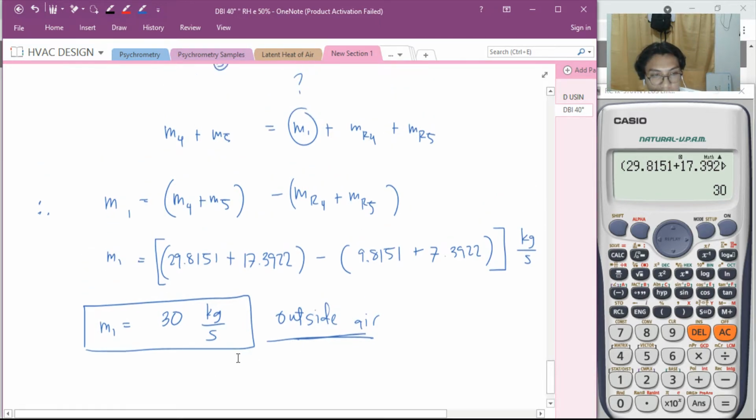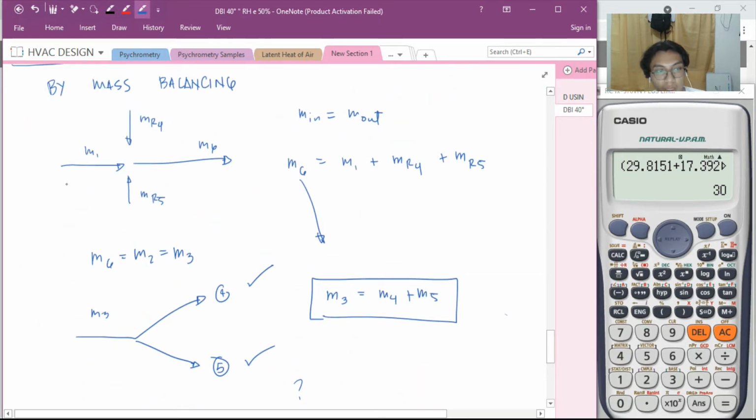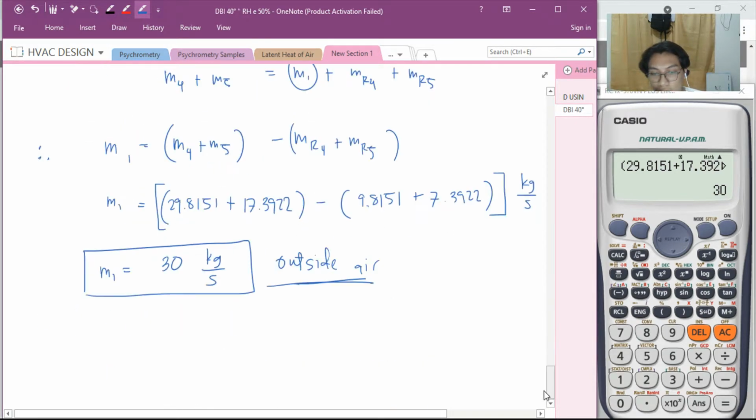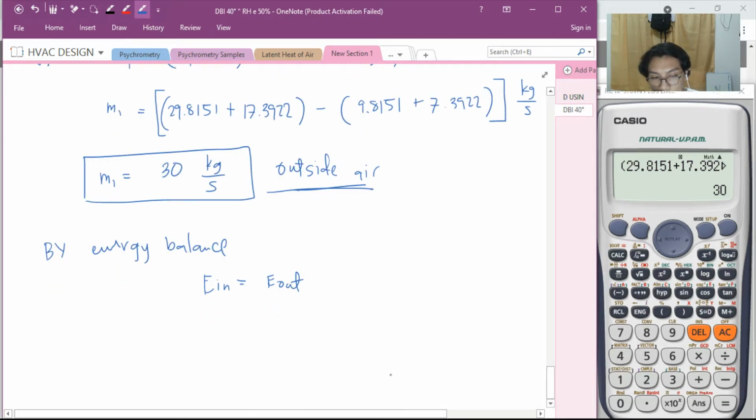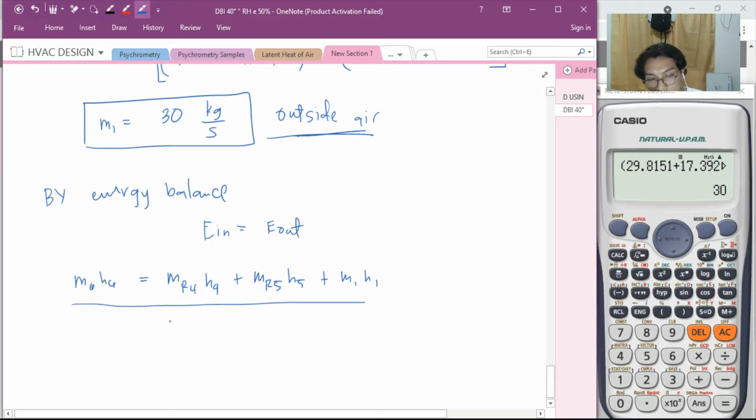Now, ano ang hahanapin natin dyan? By using yung energy balance naman. Diba? Energy balance tayo. Palagay natin dito may H1, may H4, H5. Kasi galing din naman yung sa 4 and 5. And then H6. Hindi natin alam si H6. By energy balance, E in is equal to E out. Isa lang naman ang out dyan. Okay? So, M6, H6 equal to MR4. Galing din naman sa room na 4 yan. So, H4 plus MR5. Galing din naman sa 5 yan. Plus M1, H1. Divide natin both sides by M6 to find yung H6.